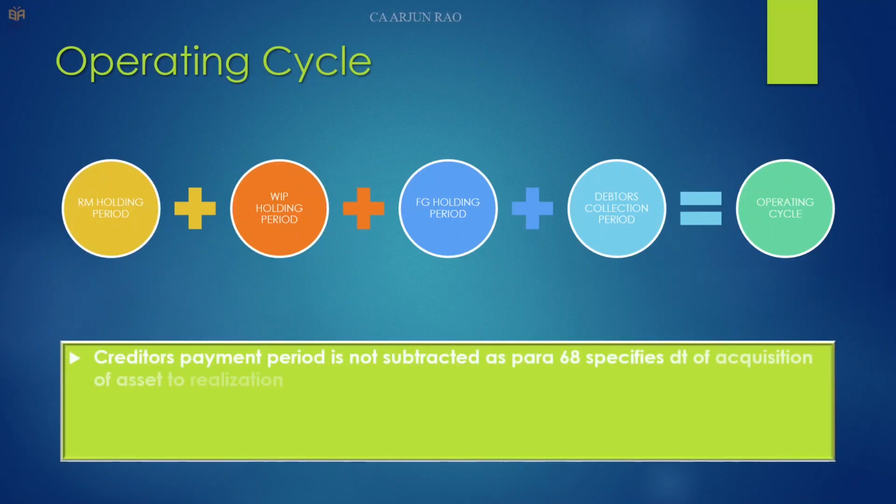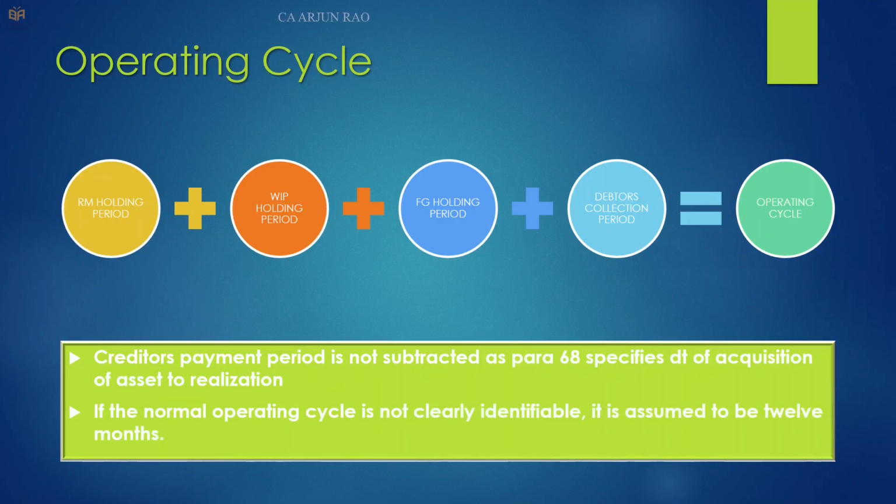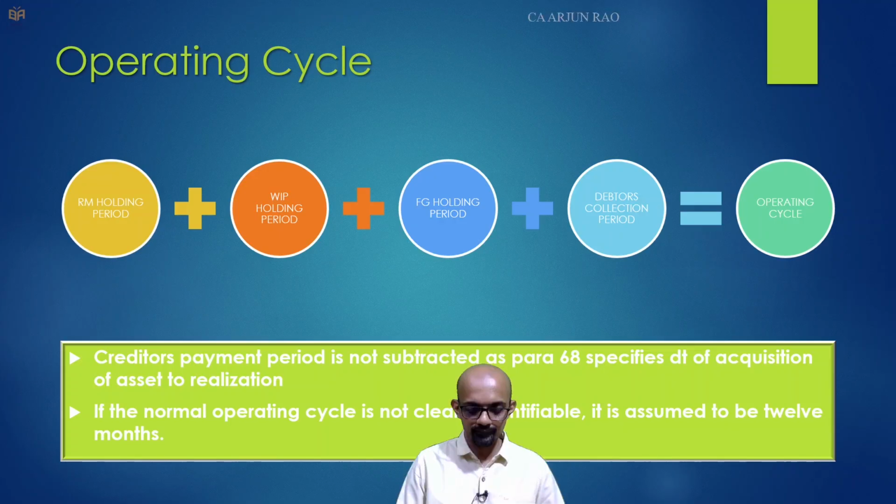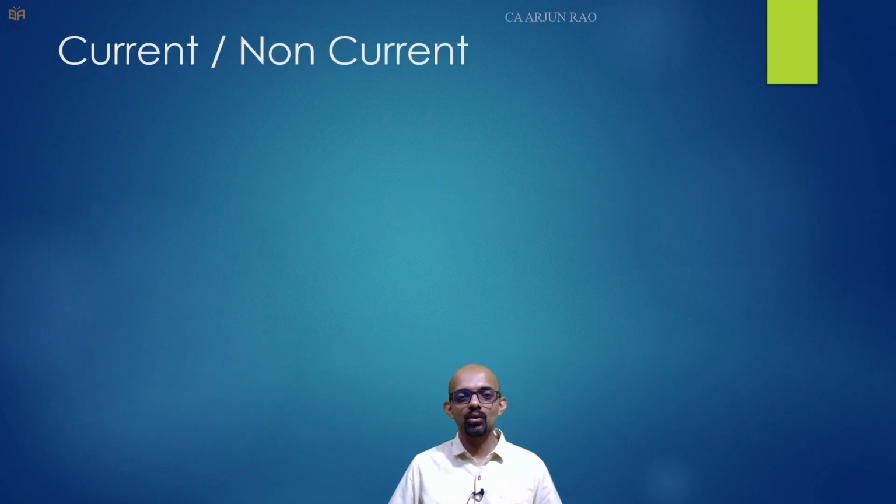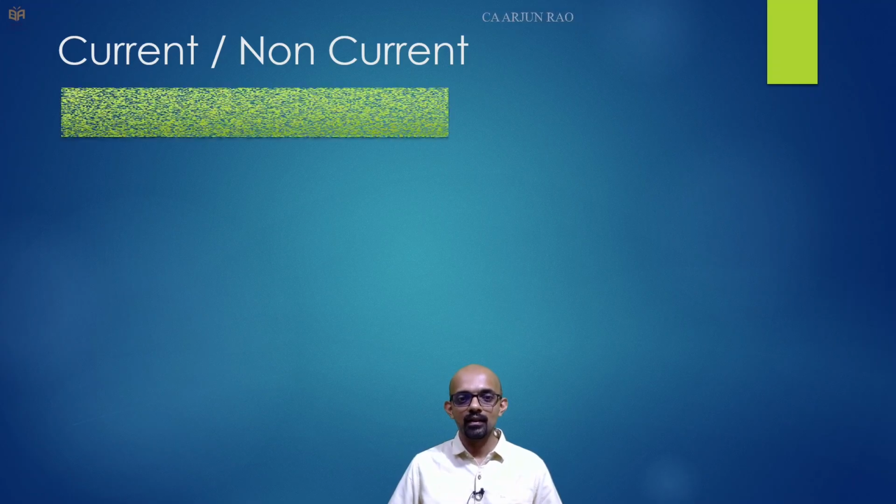So, creditors payment period is not subtracted, as para 68 specifies date of acquisition of assets to realization, and if the normal operating cycle cannot be identified, then it is assumed to be 12 months. So, now let us go to current non-current. So, definitions are given for current asset and current liability. Assets and liabilities other than this are considered as non-current, right?